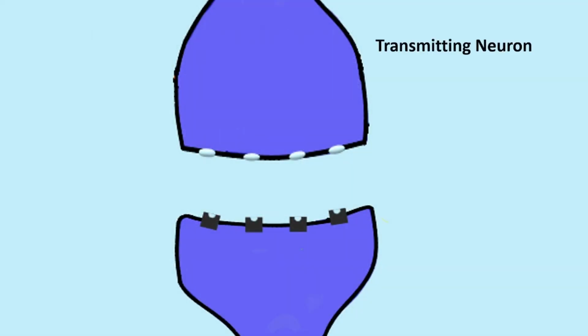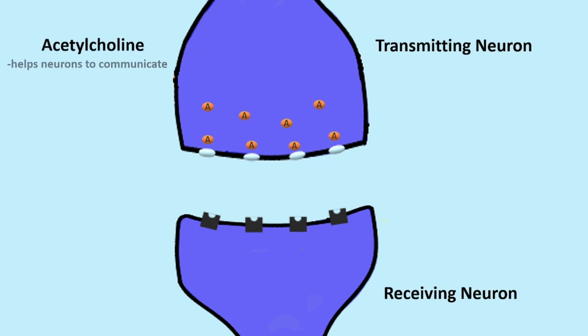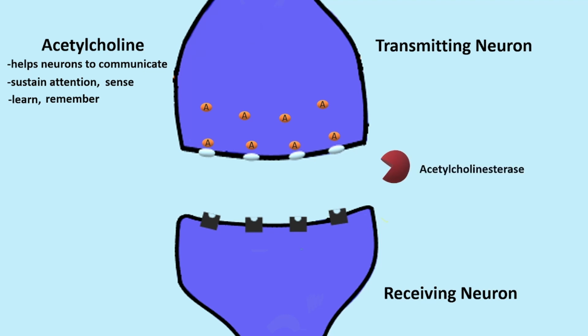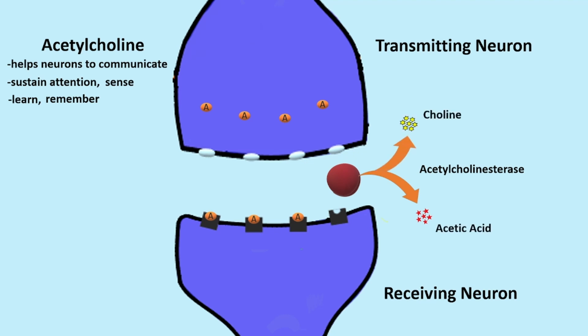Here we have the transmitting neuron and the receiving neuron. Acetylcholine helps neurons to communicate and sustain attention, and is responsible for our senses, learning and remembering things. When neurons communicate with each other, acetylcholine binds to the receptors of the receiving neuron. However, in the presence of acetylcholinesterase, it breaks down acetylcholine into acetic acid and choline. This leads to a shortage of acetylcholine during the process.